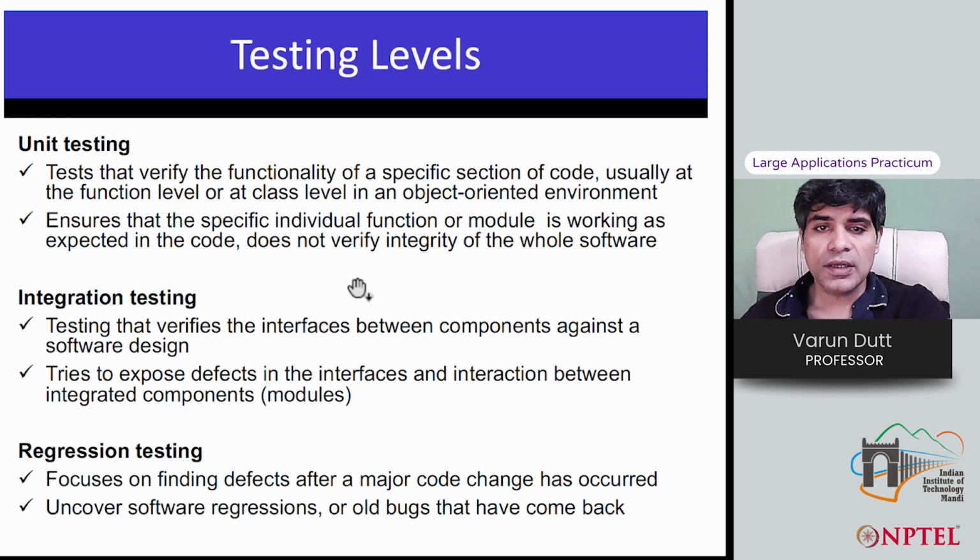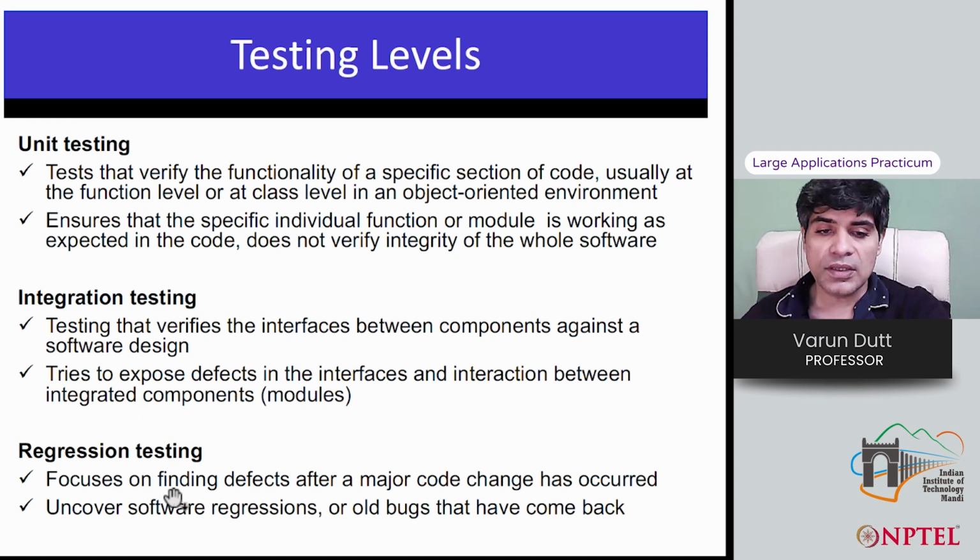Typically, unit testing tests and verifies the functionality of a specific section of the code, usually at the function level or at the class level in an object-oriented environment. It ensures that specific individual functions or modules work as expected and does not verify the integrity of the whole software. In contrast, integration testing verifies the interfaces between components against the software design, trying to expose defects in interfaces and interaction between integrated components, for example modules.